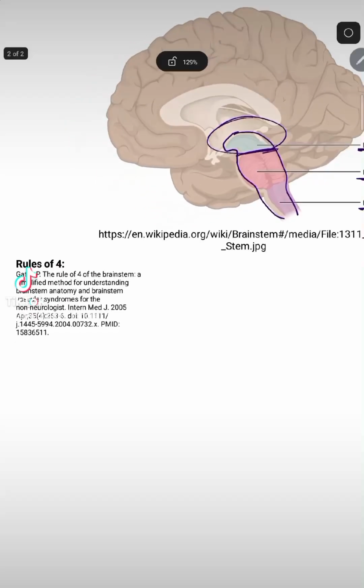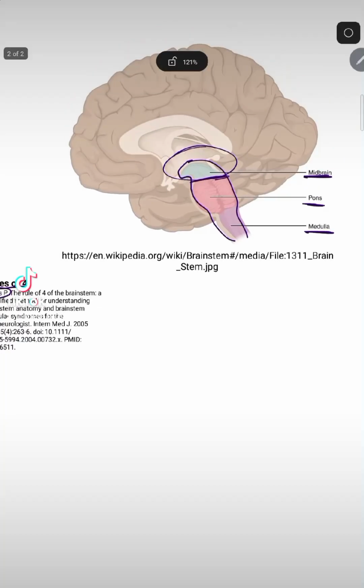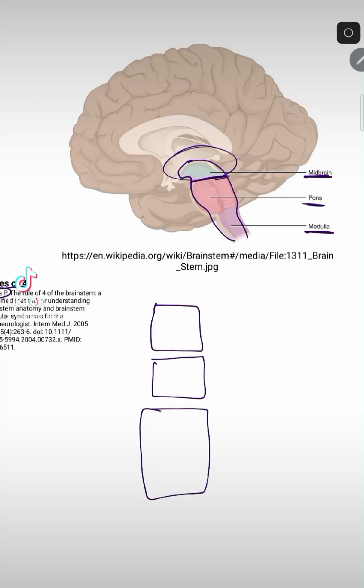For that, we have a famous paper called The Rules of Four that was written by Dr. Peter Gates back in 2005. I'll try and see if I have his social media so to tag him and thank him for his work. The rules of four basically says that each compartment, so the midbrain, pons, and the medulla, you draw them out, you just make these three boxes, and it says that in each compartment you're gonna have four cranial nerves.